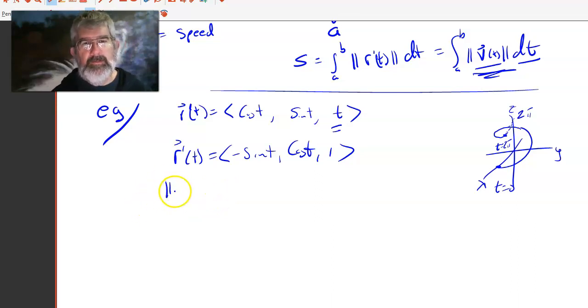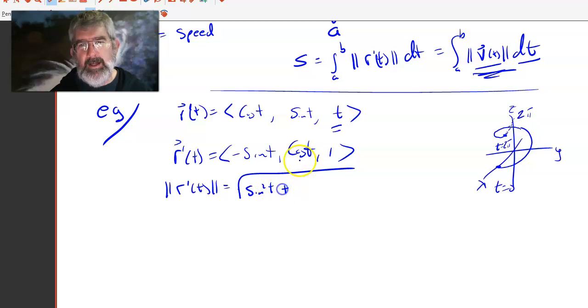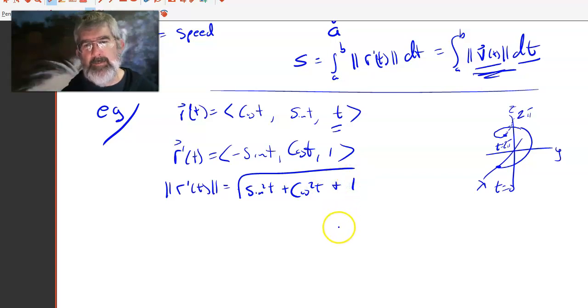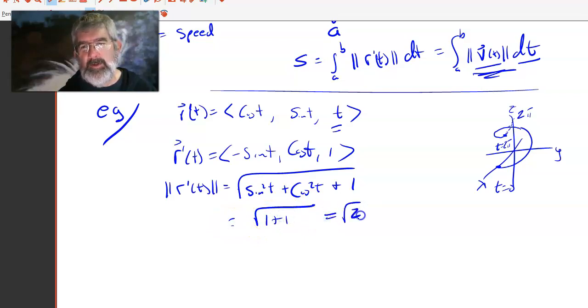So the length of the derivative vector, sometimes called the length of the velocity vector, right, which would be the speed, is the square root of negative sine when I square it gives me sine squared, and cosine when I square it gives me cosine squared, and then plus 1 squared, which is 1. Something nice happens here because sine squared t plus cos squared t is 1, so I end up with the square root of 1 plus 1, which is the square root of 2.